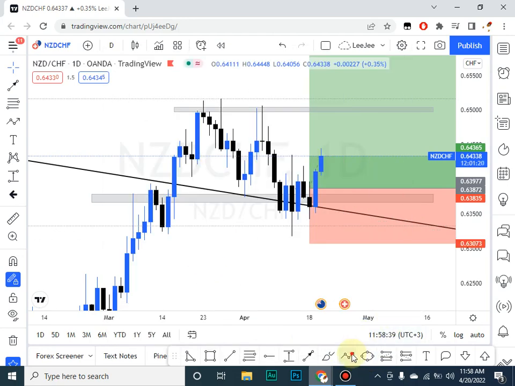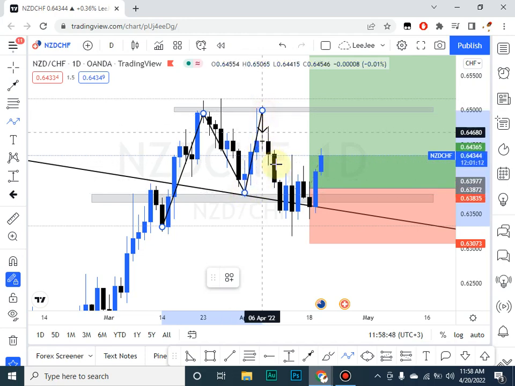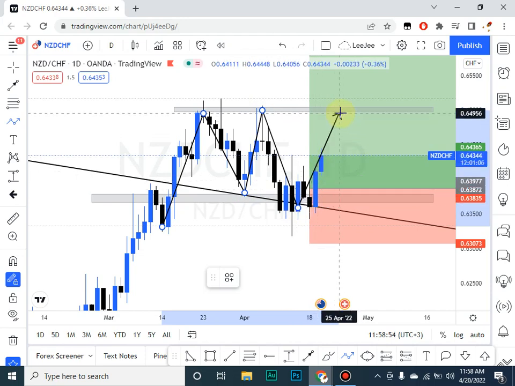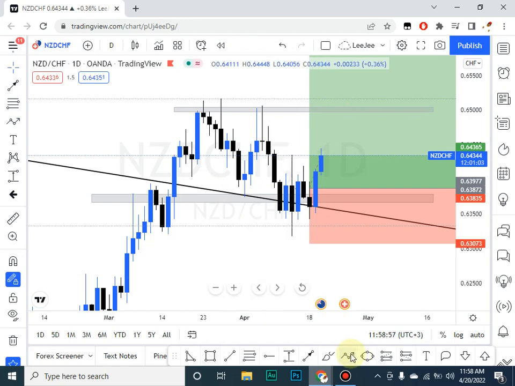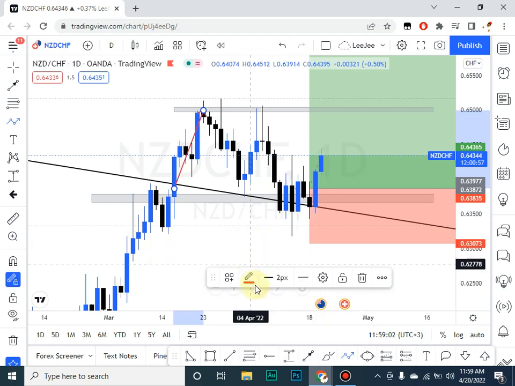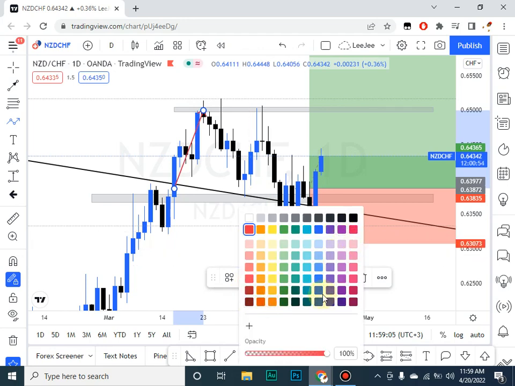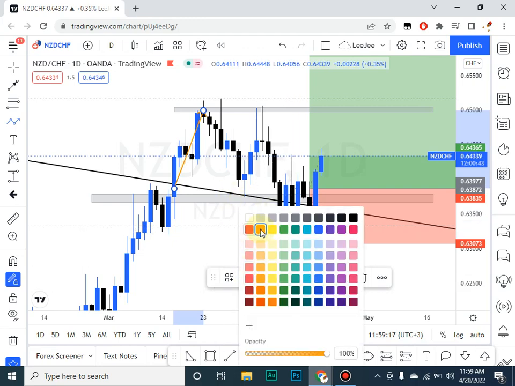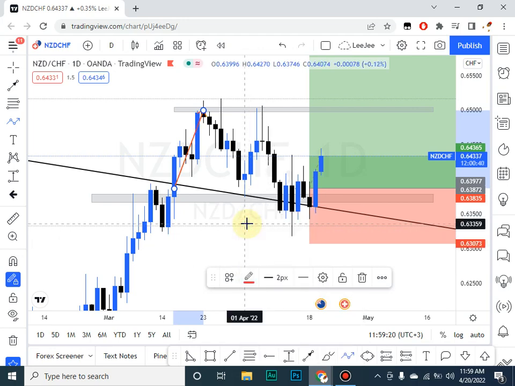Sorry about that. Look at this. You see how it has been playing around the resistance and the support zone? You see? Sorry about that, guys. Let me change the color to make it clean. I don't know if you can see that. Okay, let me just use red.